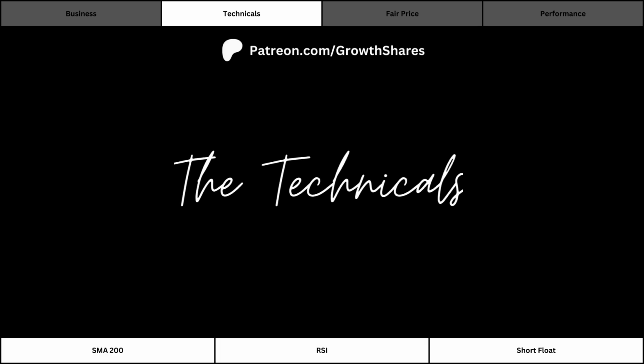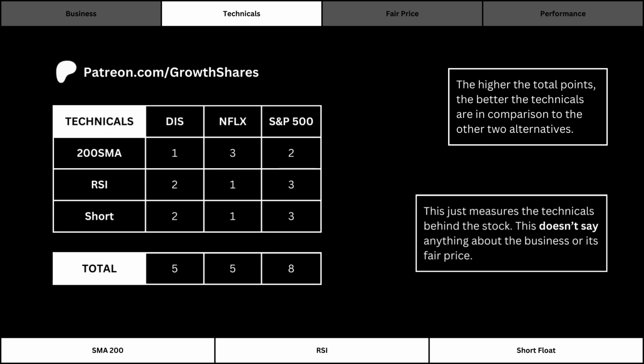So let's put everything together and score our technicals. Here's a recap of the 3 metric points for the company, its competitor, and the S&P 500. The higher the total points, the better the technicals are in comparison to the other 2 alternatives. This just measures the technicals. This doesn't say anything about the business or its fair price.